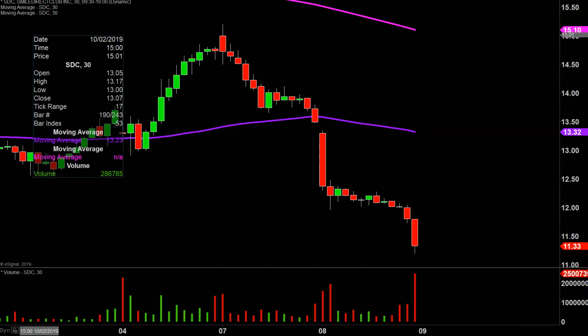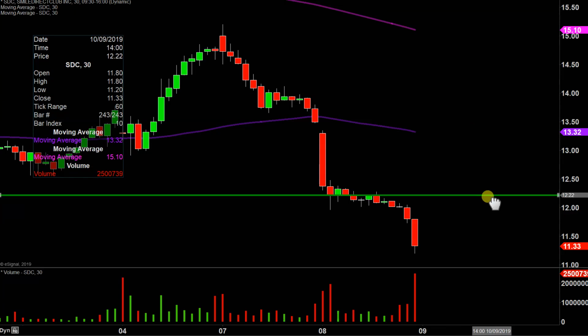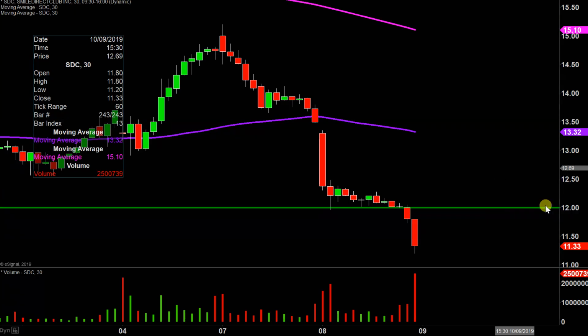First level to watch going into Tuesday, with the big breakdown, was the break of the $12 mark. Basically, throughout the course of the entire day, this had done a great job of holding strong, but then in the final hour is where the price broke below it, and you can see that's what opened up the floodgates to the downside.